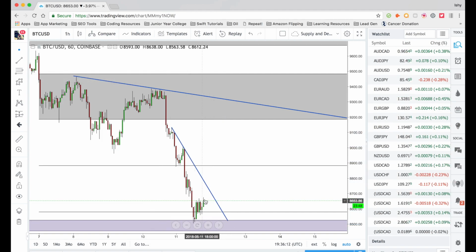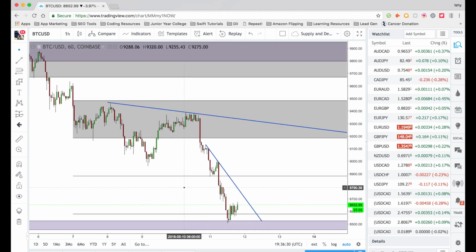Now, if prices are able to break this trend line, break this momentum, then we know that truly buyers are now in control. And if prices come back to that zone, it's a great zone to take a buy trade. Now, let's talk about the implications of this. Now you kind of know how to find it. Let's talk about the implications.